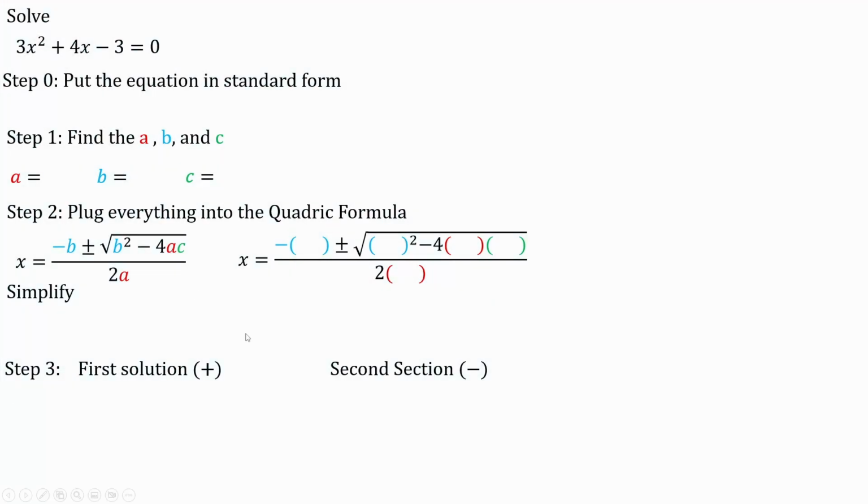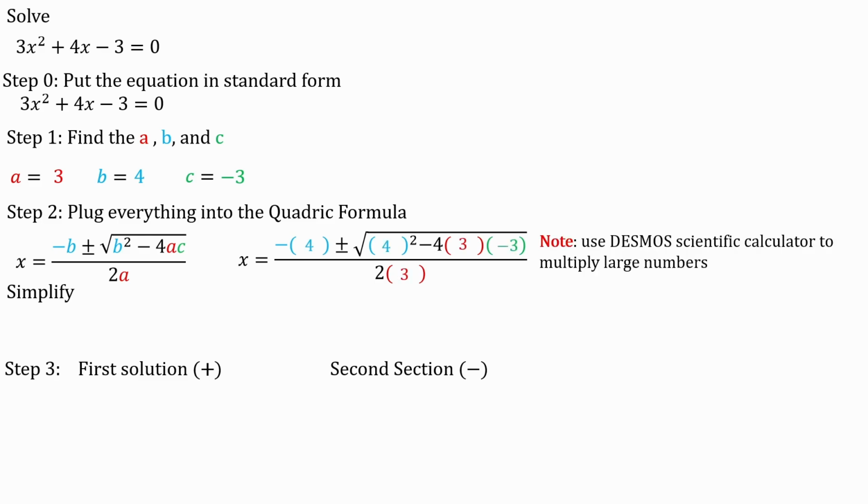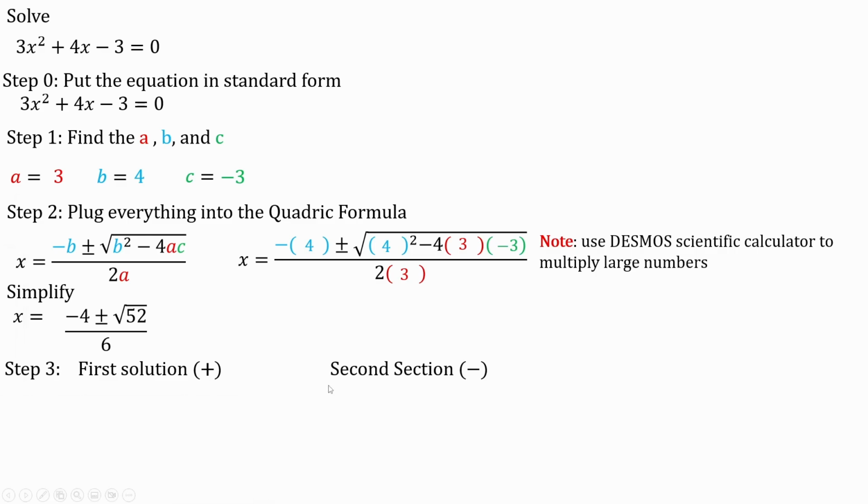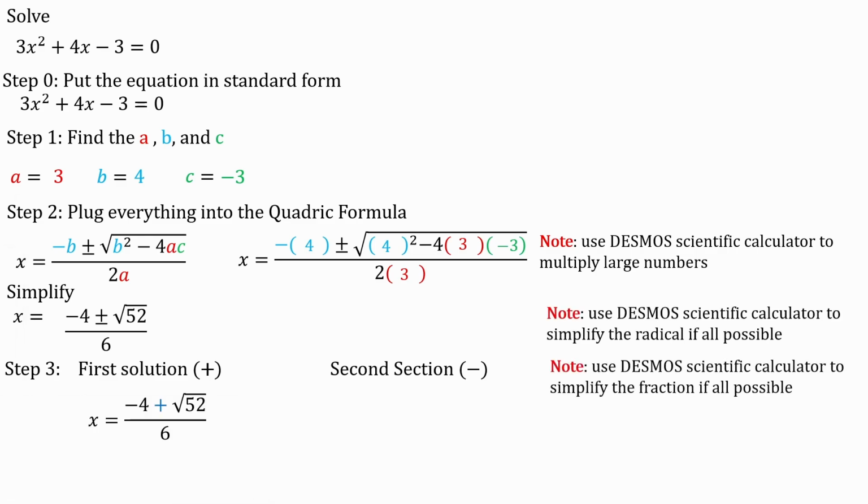All right, so this is why we double check on Desmos. So when we plugged it into the calculator, it does actually equal 52. So it is the square root of 52, right? There's a negative 4 on the outside and it's all over 6. So your two solutions are going to be x is equal to negative 4 plus radical 52 over 6, and x is equal to negative 4 minus radical 52 over 6. These are your two solutions.